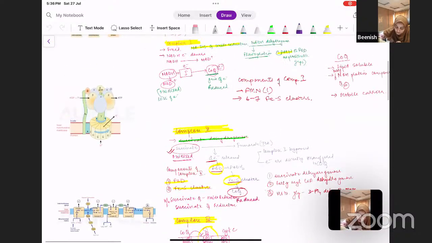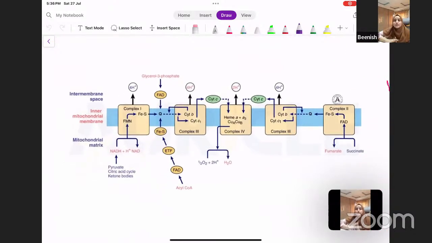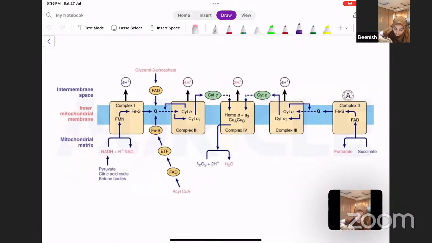With this, we've taken all the individual complexes. So this is what your electron transport chain looks like, and I'm going to explain this diagram. From NADH, your electrons are given to complex 1 via the FMN and iron sulfur clusters, which are components of complex 1. In doing so, the free energy liberated is used to pump 4 hydrogen ions from the matrix into the intermembrane space.